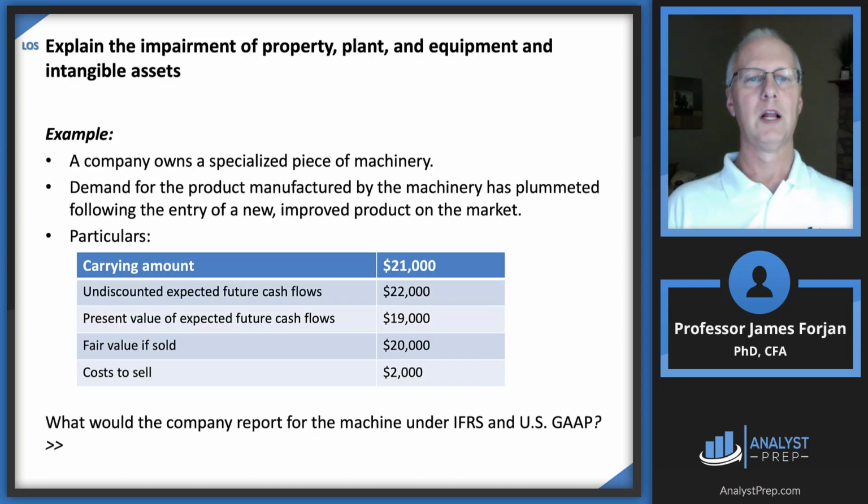Here's an example. Let's suppose we have a specialized piece of machinery that makes those silly wristbands out of dinosaurs. Demand for the product has plummeted following the entry of a new improved product on the market. There's the carrying amount of the asset, $21,000. The undiscounted cash flow is $22,000. The present value is $19,000. And there's the fair value if sold, and then the costs to sell. So what are we going to report under the international standard and the US standard? We have 5 numbers there, and we need to clearly identify which of those are important.